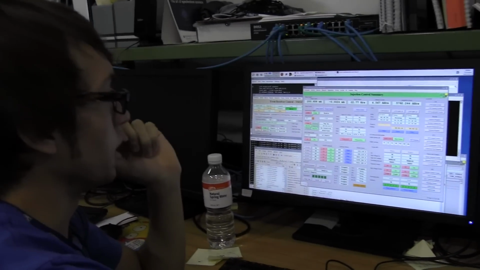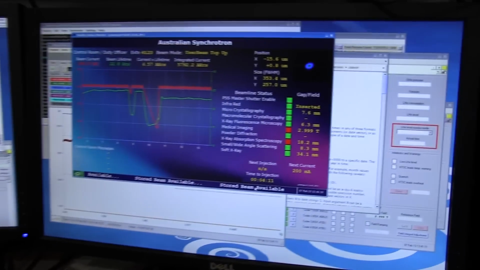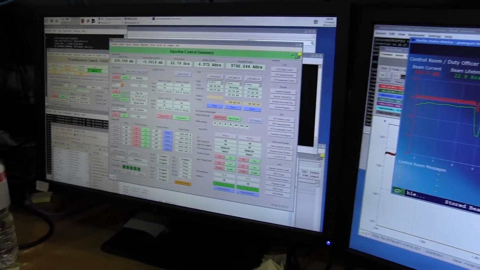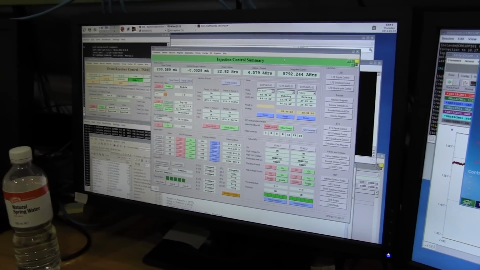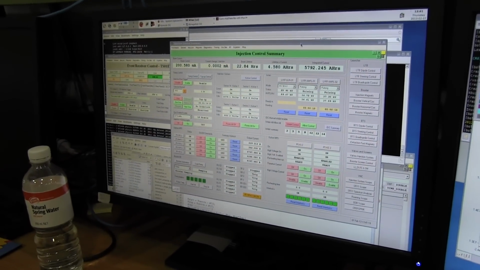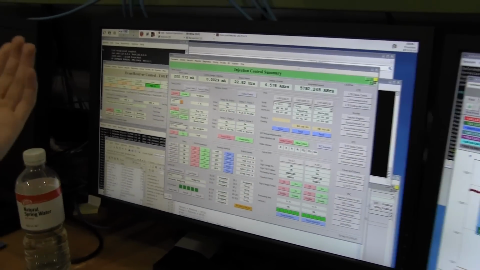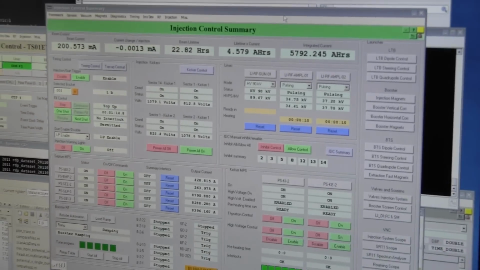So what we've got here is one of the computers we use for diagnostic purposes. As you can see here, there are a few different GUIs to keep an eye on different parameters of the beam.